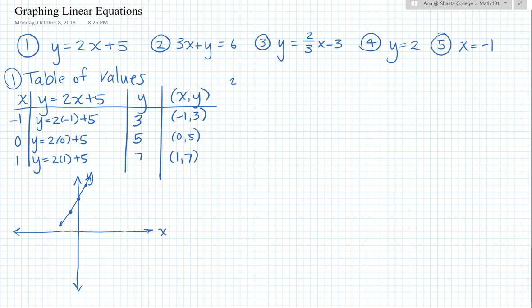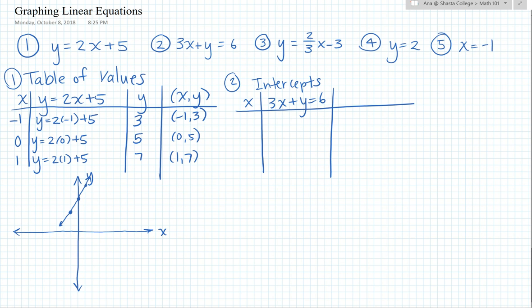For graph number 2, I'm going to graph using my intercepts. And my intercepts are found by using x equals 0 and y equals 0 in the equation. Essentially, it's like a table of values, but I'm using a different equation here. I'm using 3x plus y equals 6. Once I'm going to plug in 0 for x, and once I'm going to plug in 0 for y, and then I will graph those 2 points.